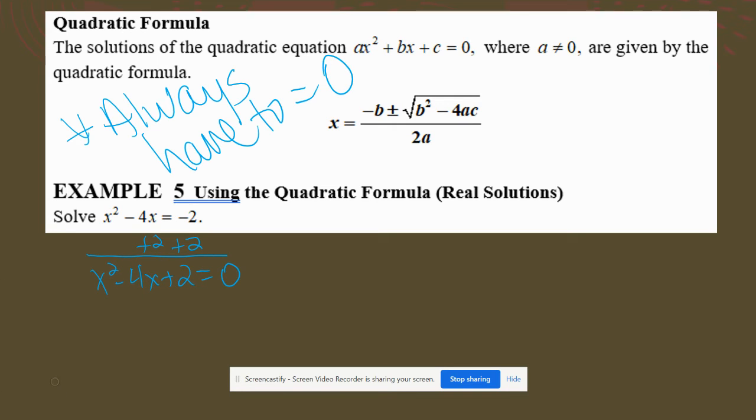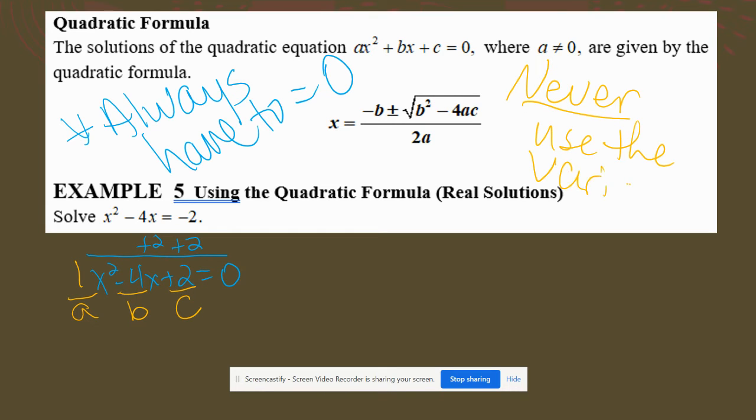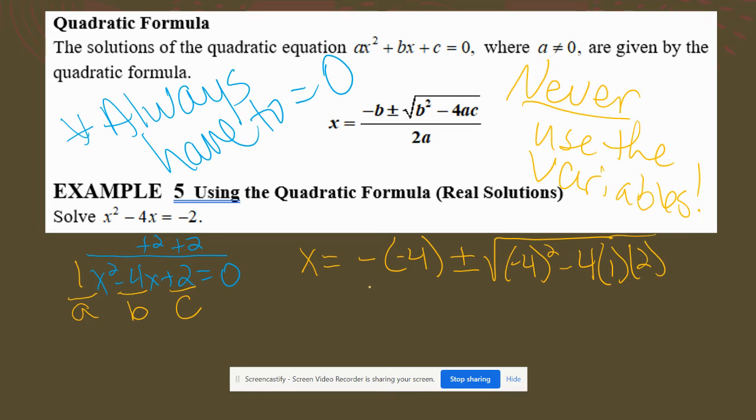Now that it's in standard form and equal to 0, remember there's a 1 there, so that's a. This is b, this is c. Never use the variables when you're plugging this in. Excuse me. Never use the variables. Only use the coefficients or the constant. Okay? So we have our a, b, and c. Plugging this in, we have x is equal to negative, b is negative 4, plus or minus the square root of negative 4 squared minus 4 times 1 times 2, all over 2 times 1.